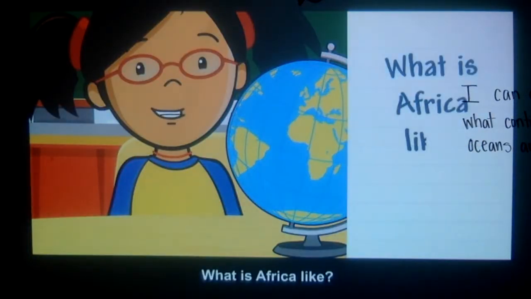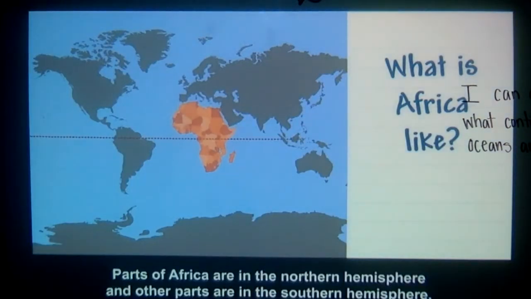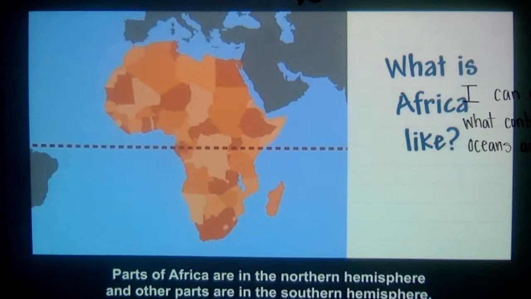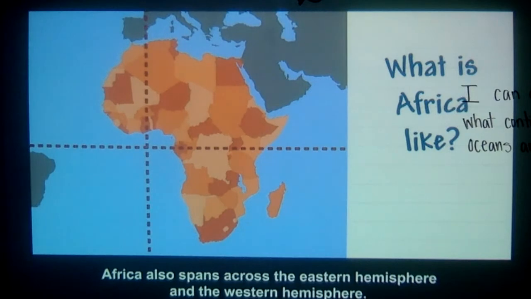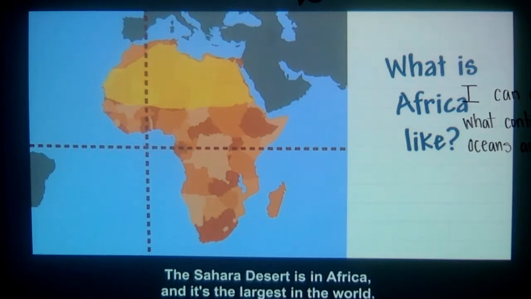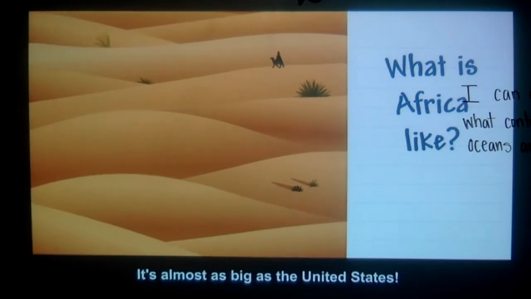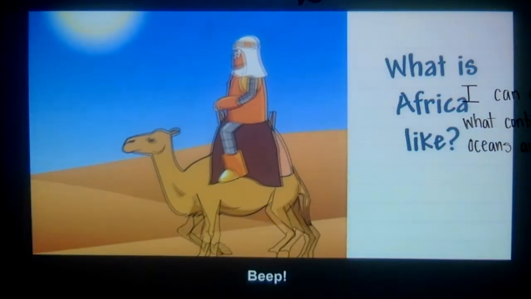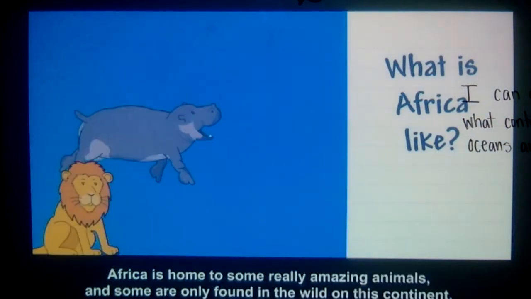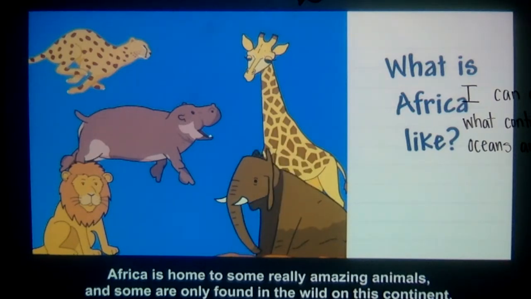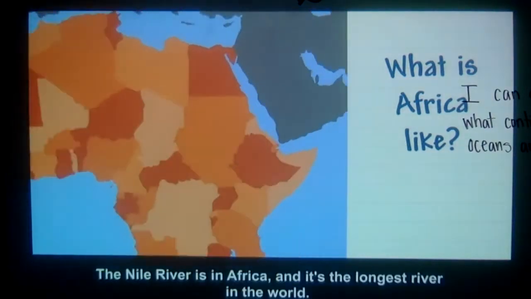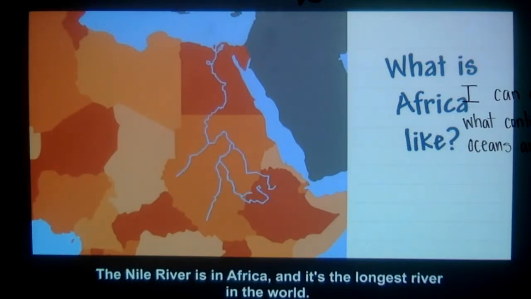What is Africa like? Parts of Africa are in the northern hemisphere, and other parts are in the southern hemisphere. Africa also spans across the eastern hemisphere and the western hemisphere. The Sahara Desert is in Africa, and it's the largest in the world. It's almost as big as the United States. Africa is home to some really amazing animals, and some are only found in the wild on this continent. The Nile River is in Africa, and it's the longest river in the world.